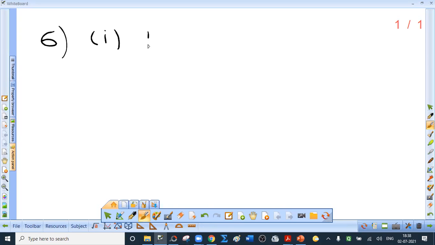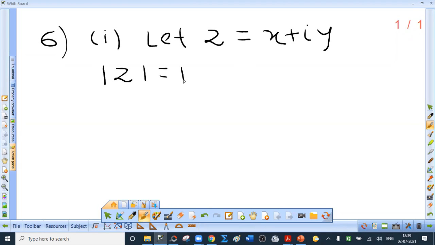So we begin with, write down, let complex number z be x plus iy. Now if you ask, sir, can we take it as a plus ib? No, because a and b are not Cartesian coordinates. X and y are Cartesian coordinates. Okay, so let z be x plus iy. Then modulus of z equal to 10 gives modulus of x plus iy equal to 10.